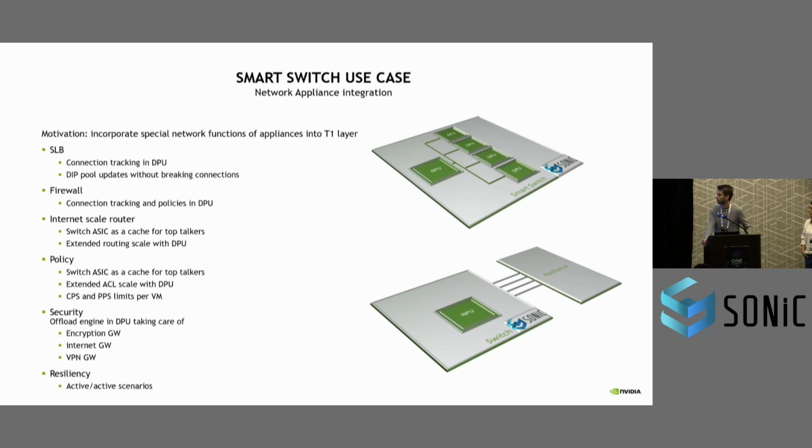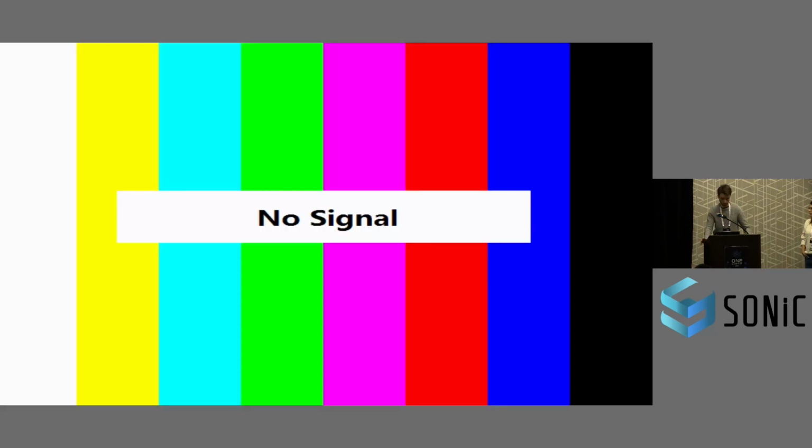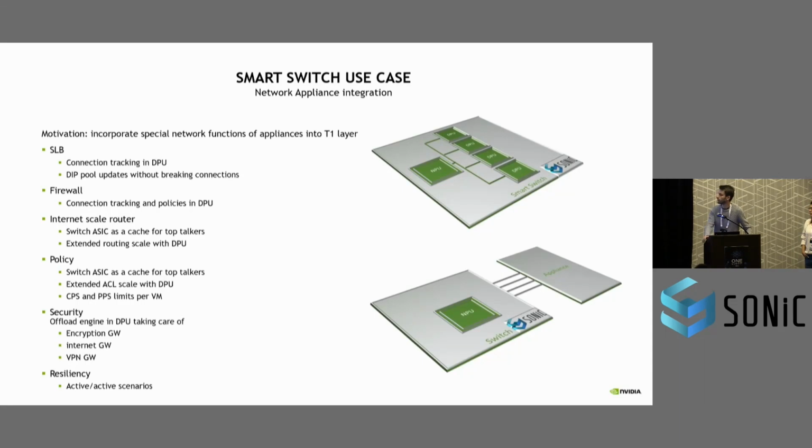And also CPS and PPS limiting per VM, since we are working in the context of the overlay in the DPU. And also security. DPUs usually have all of the hardware capabilities for doing different kinds of encryption, gateways, etc. So we can offload that portion to the DPU. And usually, if we're talking about a gateway, it's again a smaller portion of the bandwidth compared to the whole switch itself.